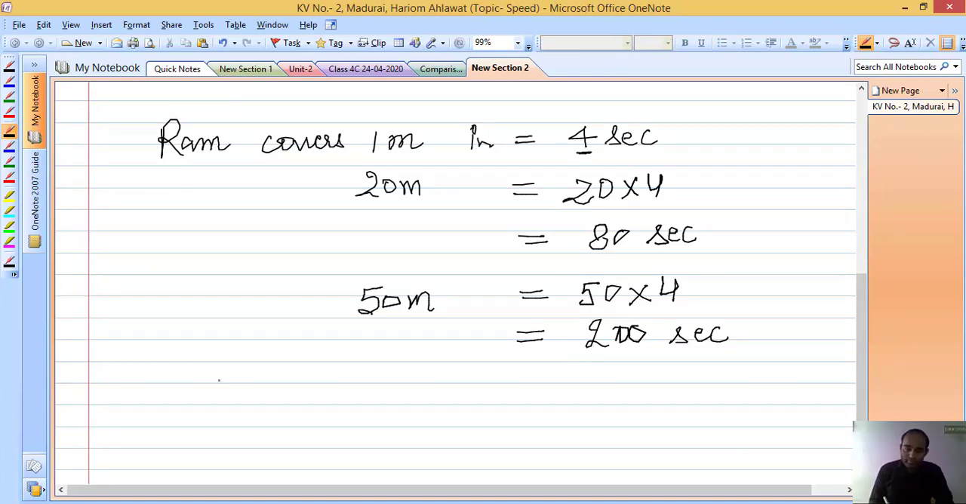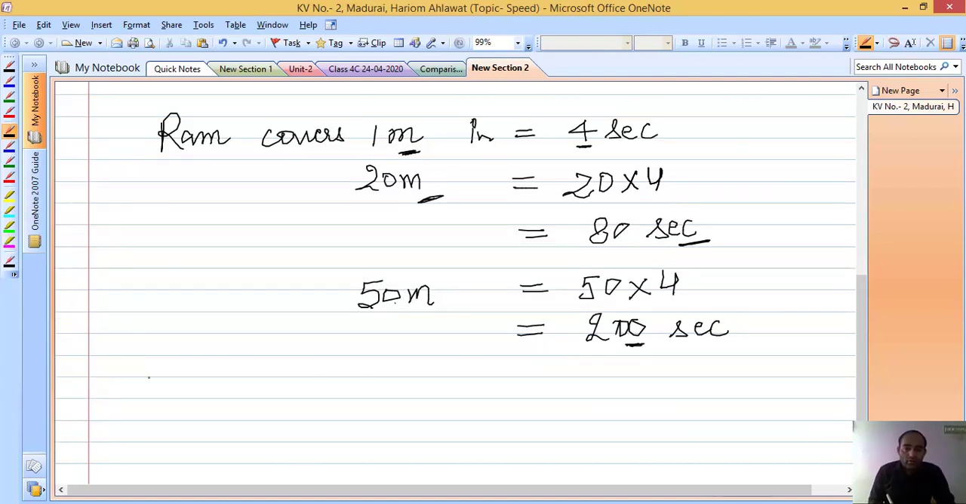Okay. So as you see, as the distance increases, time also increases. 20 meter, 80 seconds. 1 meter, 4 seconds. 50 meter, 200 seconds.